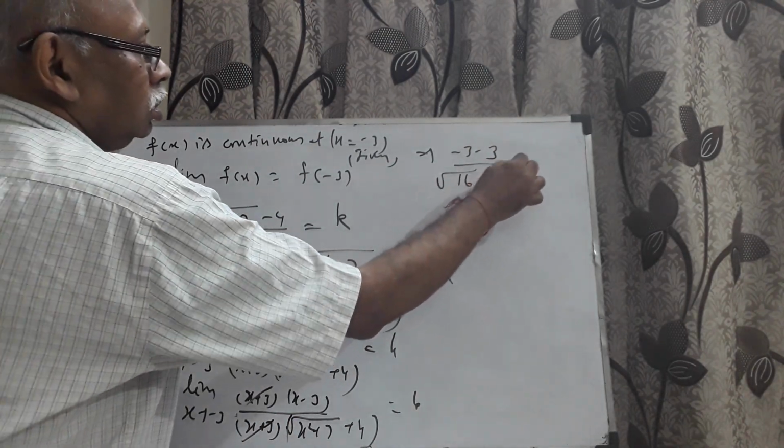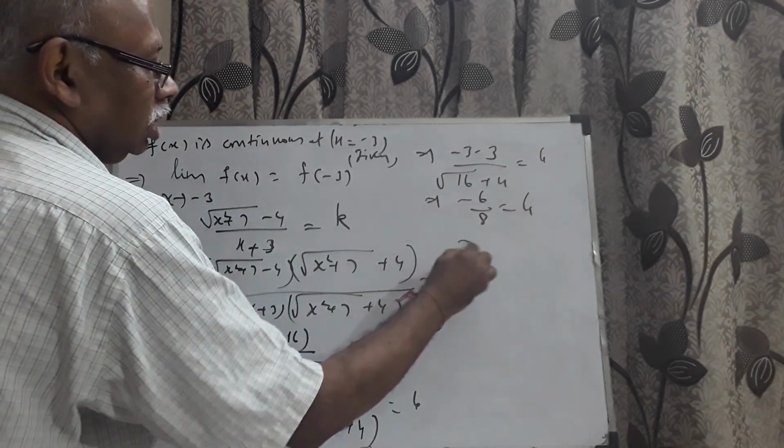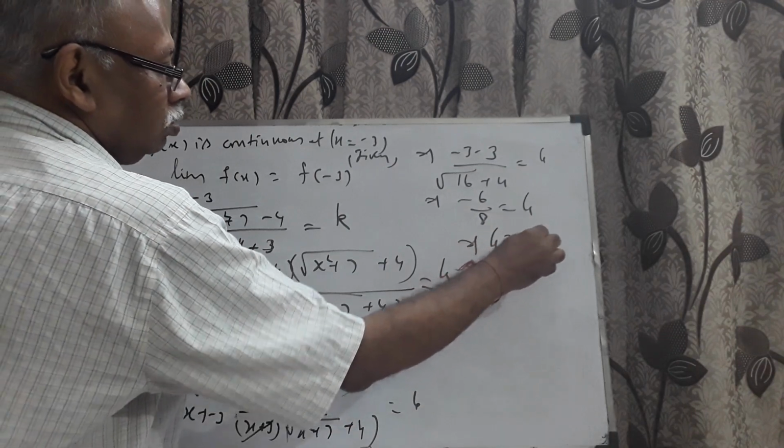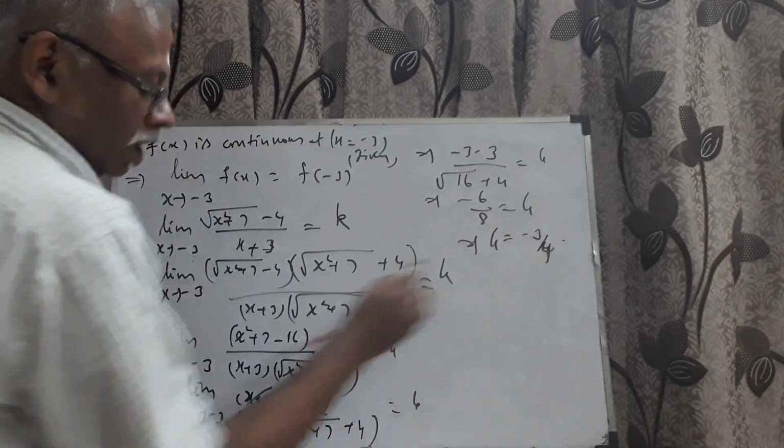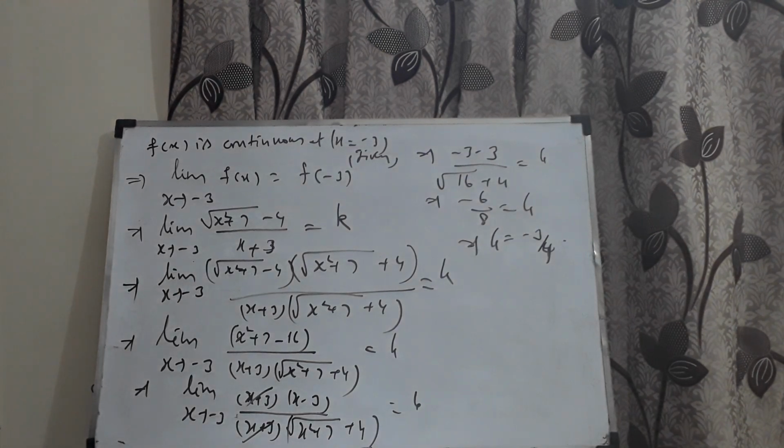16 plus 4 is equal to 4, which implies minus 6 by 8 is equal to k. Therefore, k happens to be minus 3 by 4. When the value of k is minus 3 by 4, the given function will be continuous at x equal to minus 3.